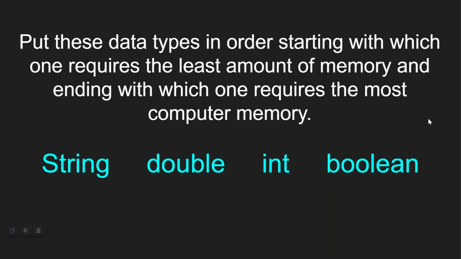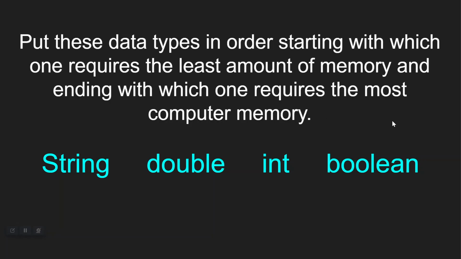So we're gonna start with a little bit of an opening challenge here. What I want you to do is look at these data types down below and see if you can put them in order, starting with which one requires the least amount of memory, and then ending with the one that requires the most computer memory. So you got strings, doubles, ints, and booleans. Take a second, see if you can put those in order based on what you know and what you think. And then when you're ready, go ahead and continue with the video.